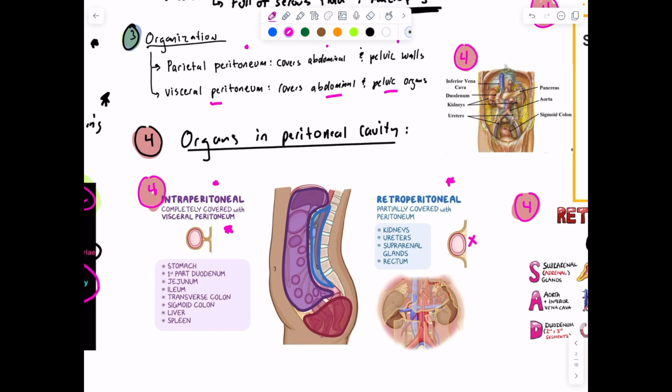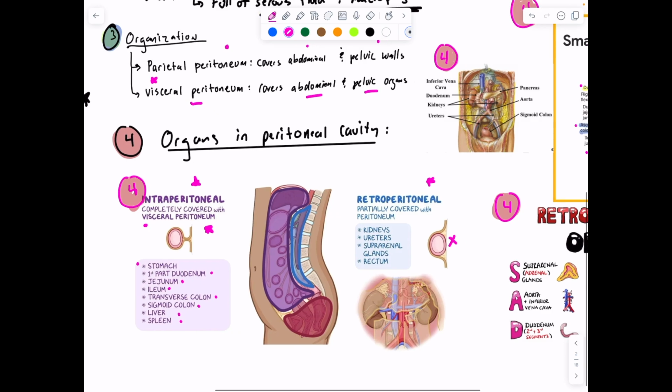If we're talking about the organs in the peritoneal cavity, that we started to allude to, we have the intraperitoneal organs, which are completely covered by visceral peritoneum. This would be the stomach, the first part of the duodenum, the jejunum, the ileum, the transverse colon, the sigmoid colon, the liver, and the spleen. Are you expected to remember that right now? No, but you can see the intraperitoneal part is more anterior towards the front of the body.